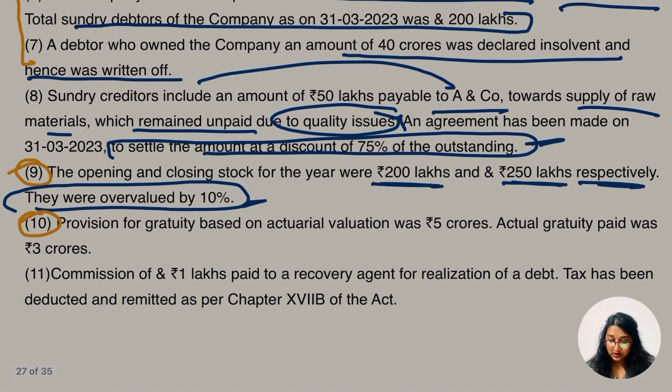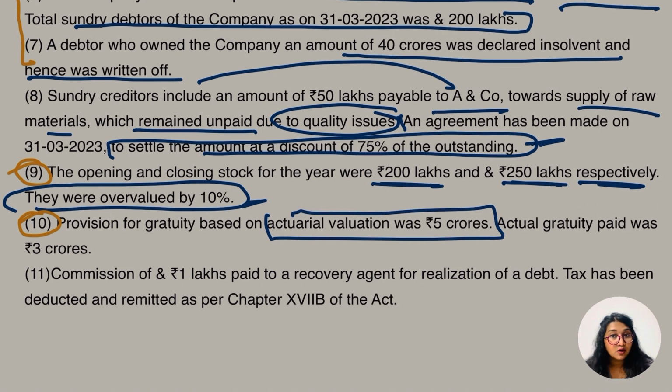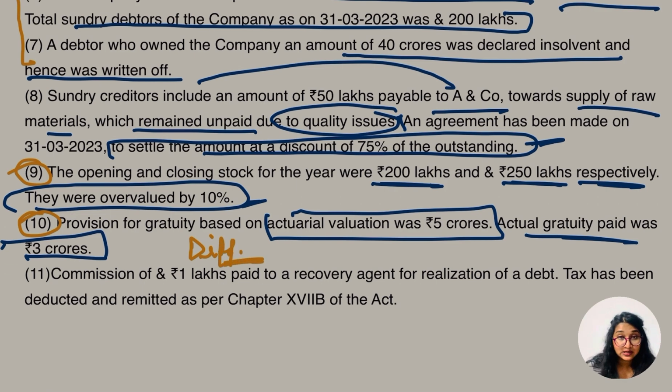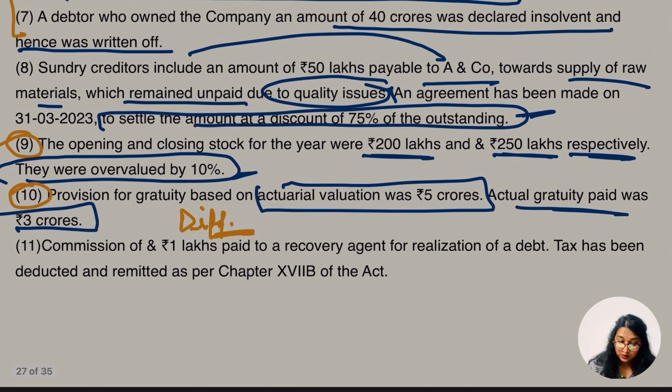Provision for gratuity based on actuarial valuation was 5 crore. As I told you, we are not going to take the actuarial valuation based point. The actual gratuity paid was 3 crore, so what is unpaid? 2. We are going to take the difference here. There is a case law related to this point also.